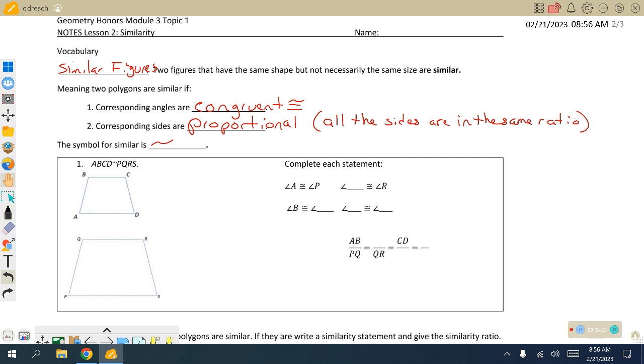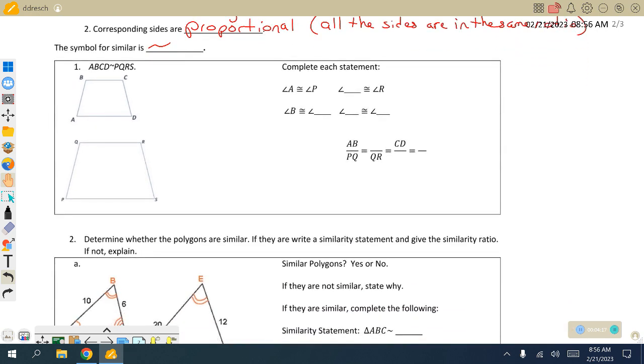What we've written so far is that somebody has already stated they've done the work, and they've stated it right up here. This is what we call a similarity statement. When you see a similarity statement, it means somebody has already gone in and said the corresponding angles are congruent, the corresponding sides are proportional, and these are similar figures.